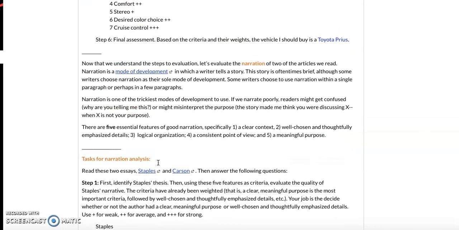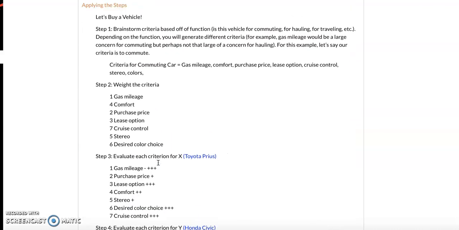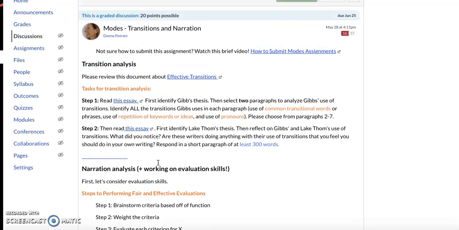Okay, so that's what I wanted to talk about for this activity that you guys did on transitions and narration. Both of these techniques are super important, using lots of transitions in your own writing. And also don't be afraid of using narration. We just got to make sure we keep it under control.